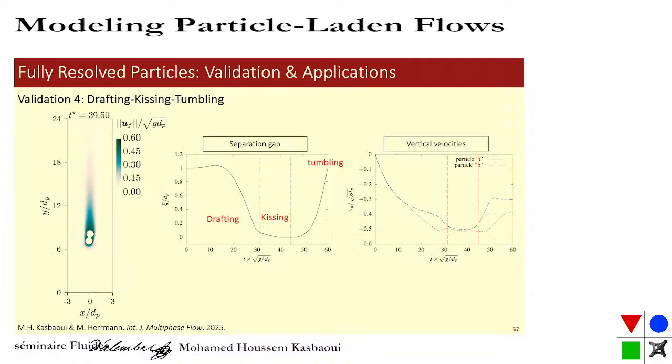Here's another example of drafting, kissing, tumbling. We don't have a quantitative comparison here, but the simulation reproduces the physics that people observe. In this initial stage the particles are drafting, the trailing particle catches up with the leading particle, then they touch, that's called kissing, then that configuration is unstable, so they tumble and rotate.